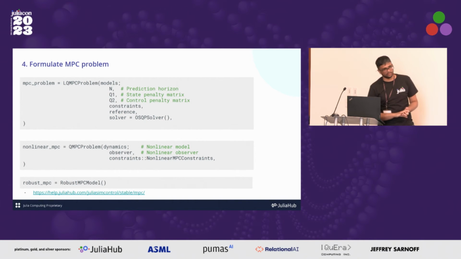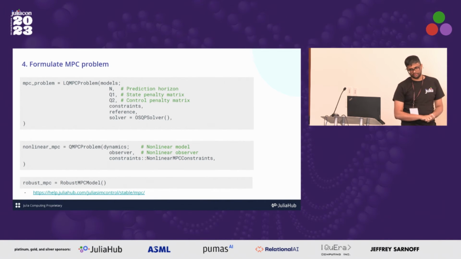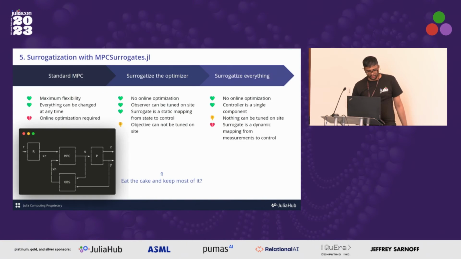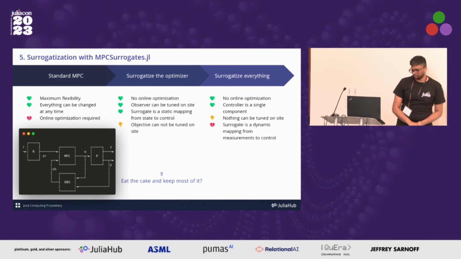So it could be a linear MPC, quadratic MPC. It could also be arbitrary functions, so economic MPC and robust MPC and so on, all of which are fully featured. So particular to this talk, the idea is to get a sense of the philosophy of surrogatization with this MPCSurrogates.jl package.